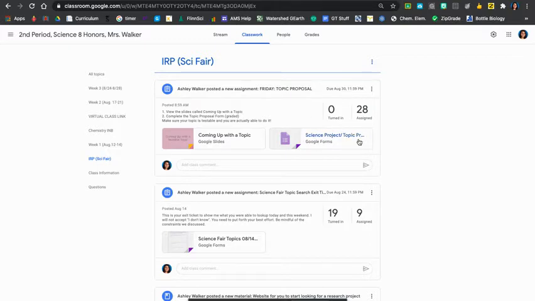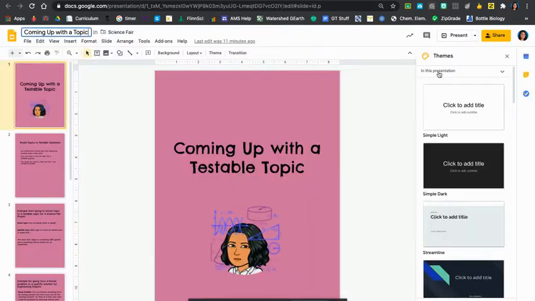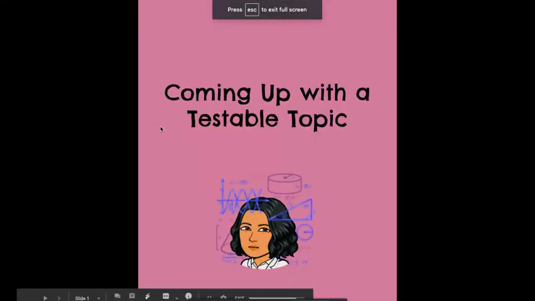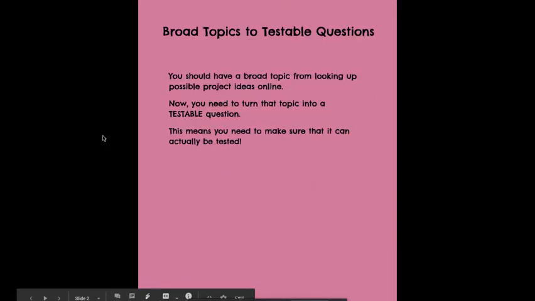The topic proposal form is going to be a grade. It's your first grade for science fair. I'm grading it in terms of I'm looking for it to be testable. So just keep that word testable in mind when it comes to your topic proposal. So let's jump right into it. So, coming up with a testable topic. There you go, that word testable again.